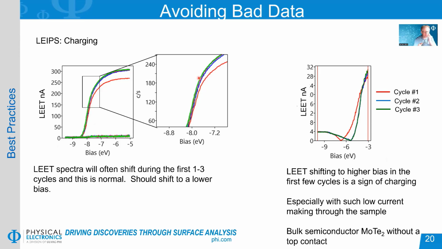So when your system starts charging, then you want to start thinking, do I need to remount my sample? Do I need to prepare it differently? Is there a different way I need to approach this? And the key hallmark of that is going to be your LEIT moving to the right, moving to lower biases when you see your inflection point.